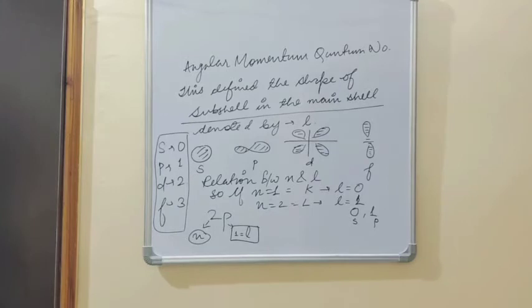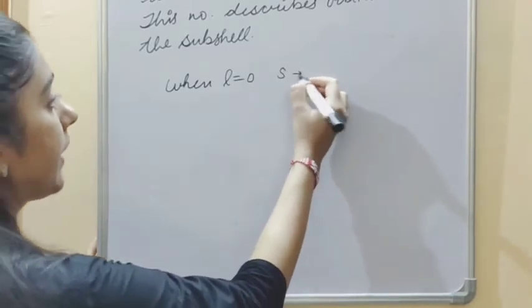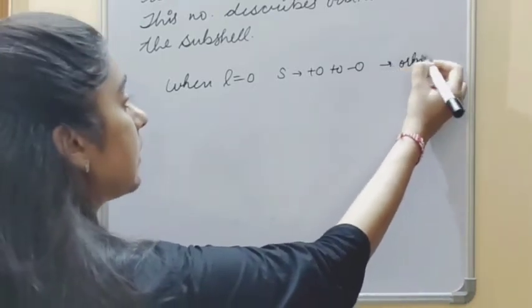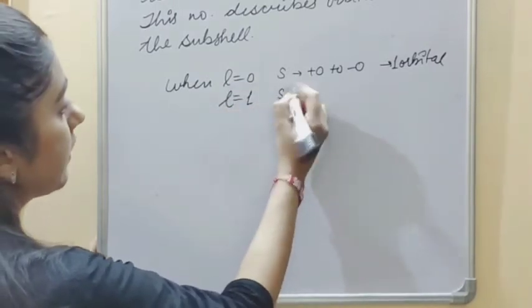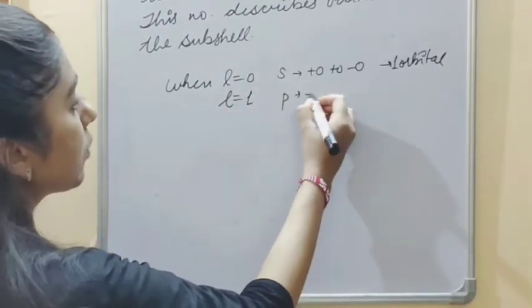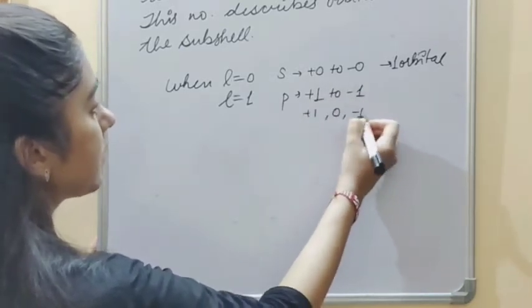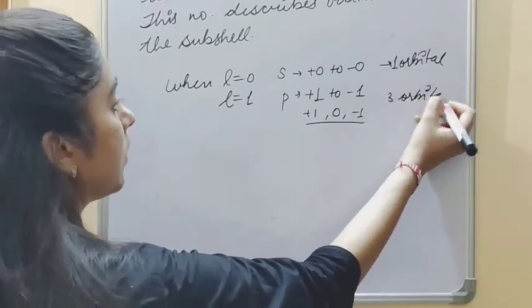Okay, now next we have to define the third quantum number, which is known as the magnetic quantum number, and it is denoted as ml. For the S subshell, it goes from +0 to -0, and the number of orbitals is 1. Similarly for the P subshell, it goes from +1 to -1, and there are +1, 0 and -1, meaning there are 3 orbitals for the l equals 1 value.